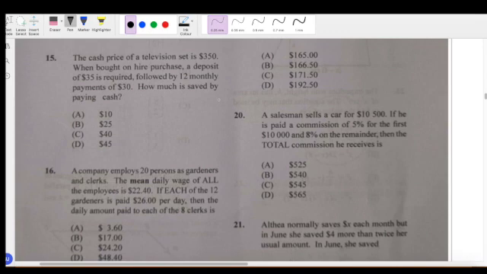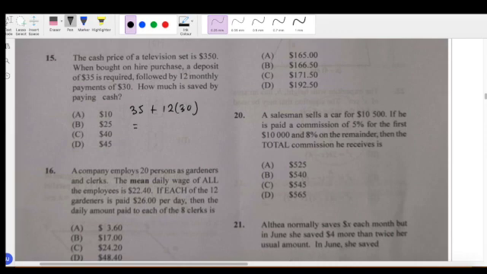The cash price of a television set is $350. When bought on hire purchase, a deposit of $35 is required, followed by 12 monthly payments of $30, right? So if I have $35 plus 12 monthly payments of $30, what'll I have?